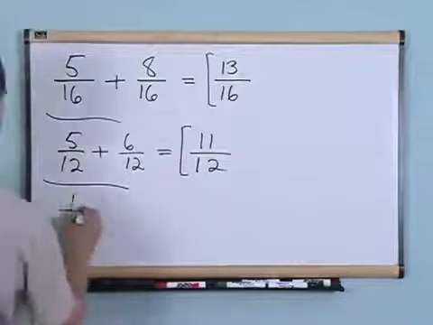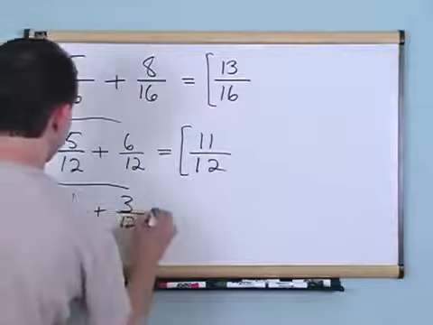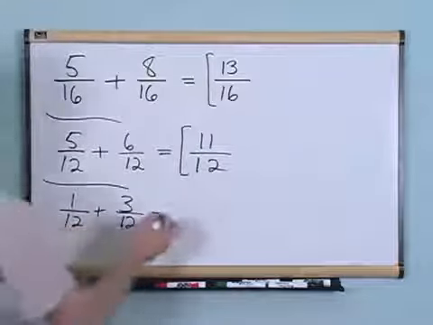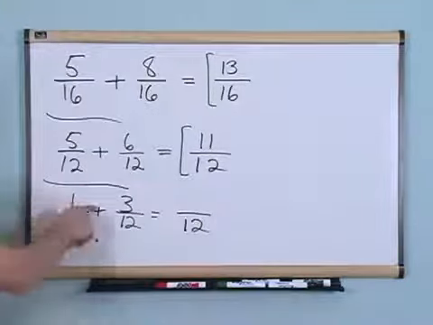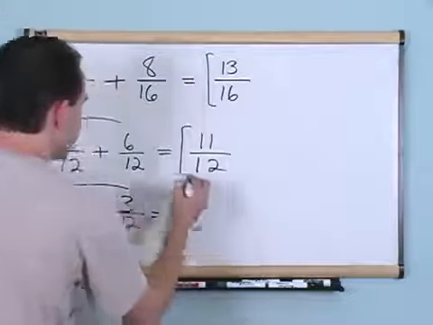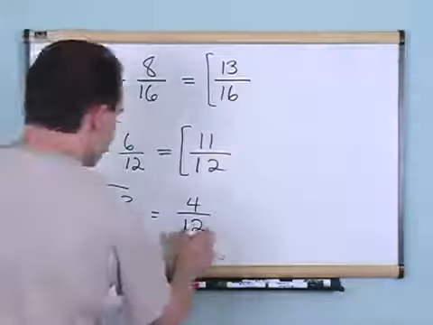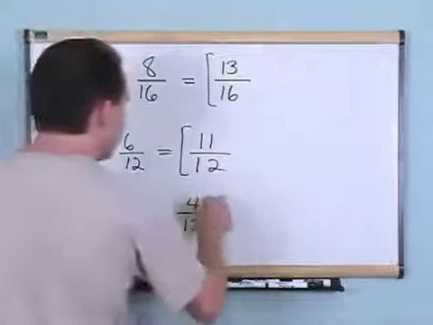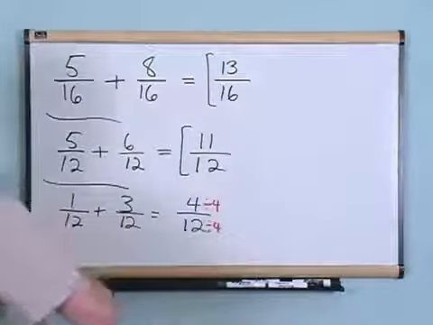Here we have 1/12 plus 3/12. First thing, yet again, is the bottom number the same? Yes, it is, so keep it there. And the top number is 1 plus 3. It's going to give me 4. And then always at the end, you always have to ask yourself, can I simplify this? And I say, yes, you can, because I can divide the top by 4 and the bottom by 4.